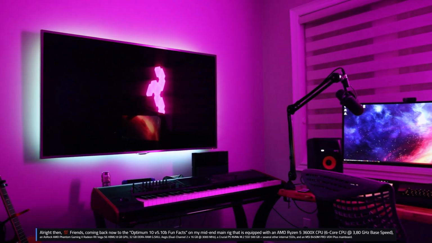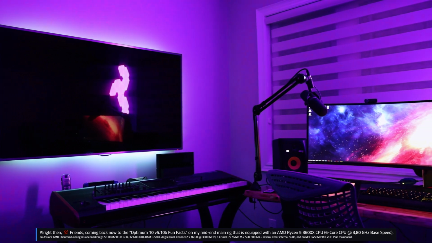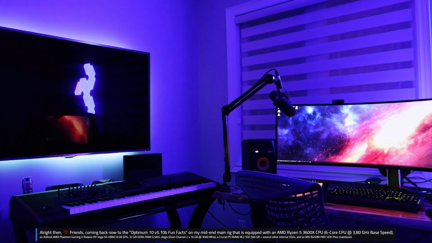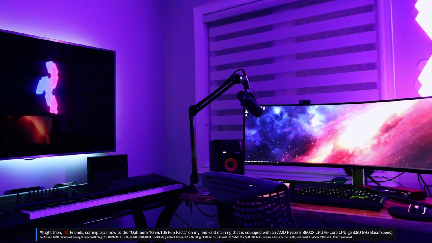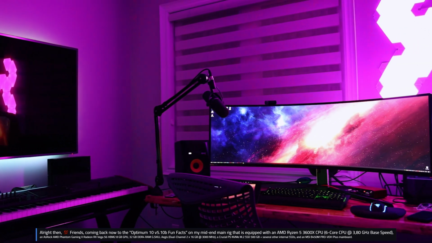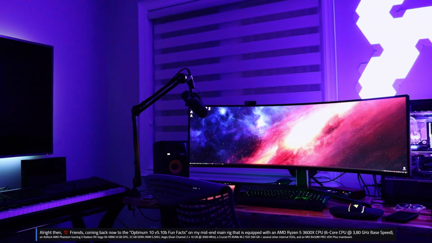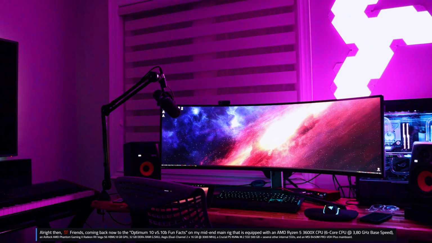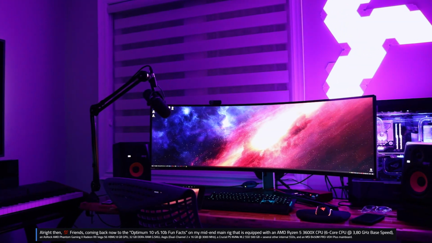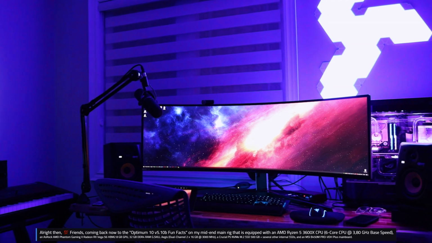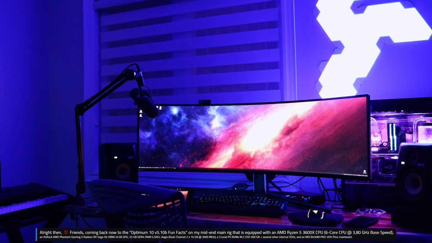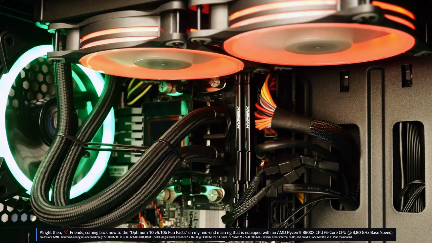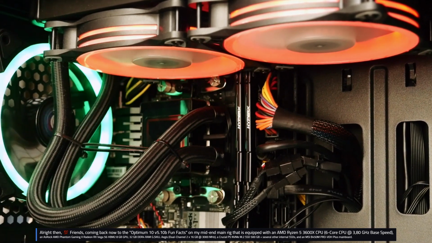Coming back now to the Optimum 10 V5 fun facts on my mid-end main rig that is equipped with an AMD Ryzen 5 3600X CPU clocked at 3.8GHz base speed, an ASRock AMD Phantom Gaming X Radeon RX Vega 56 8GB GPU, 32GB of DDR4 RAM by G-Skill Aegis, a Crucial P5 NVMe M2 500GB SSD plus several other internal SSDs, and an MSI B450M Pro-VD H Plus mainboard.